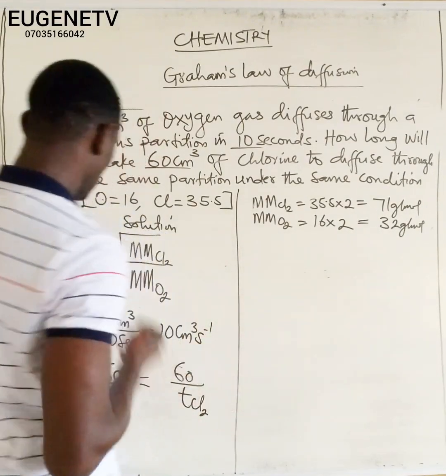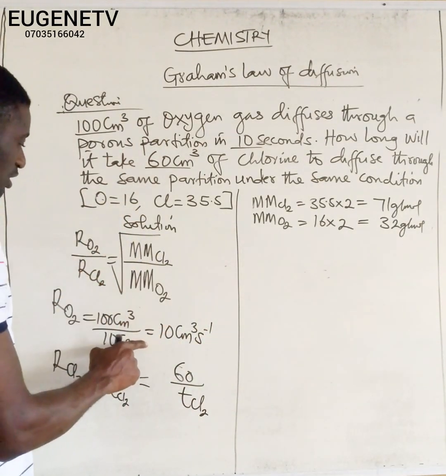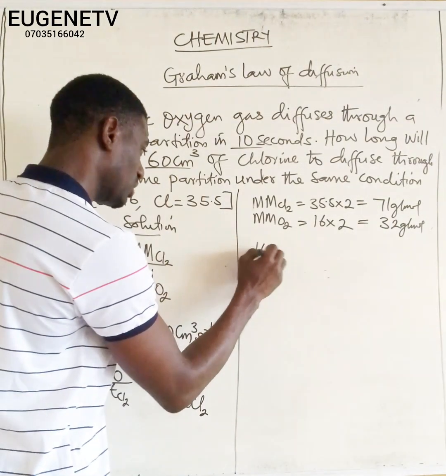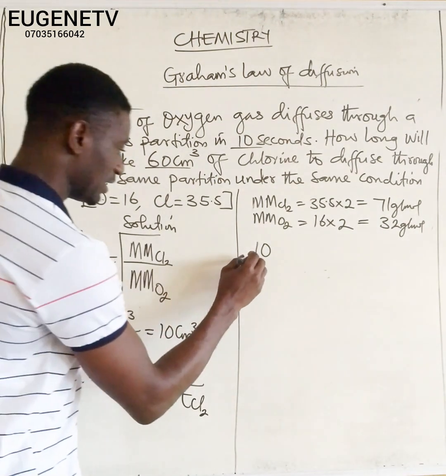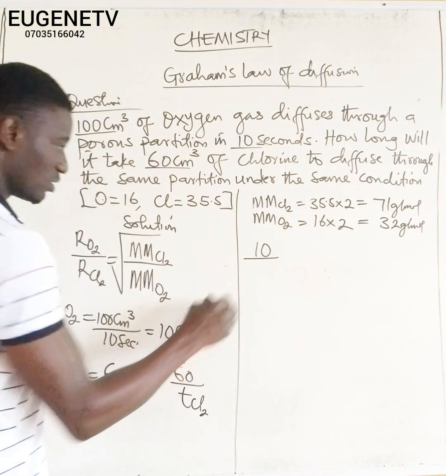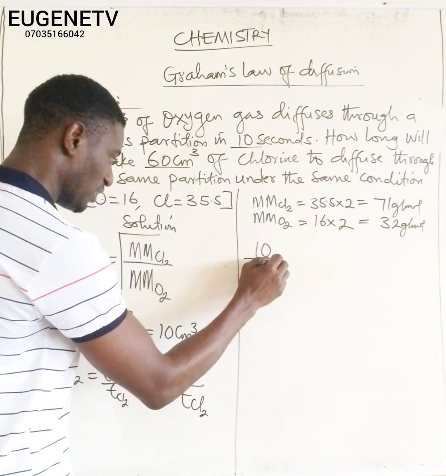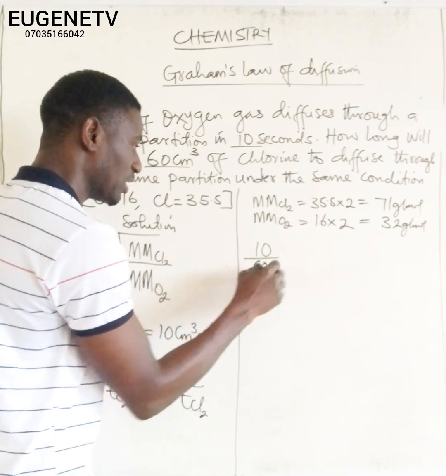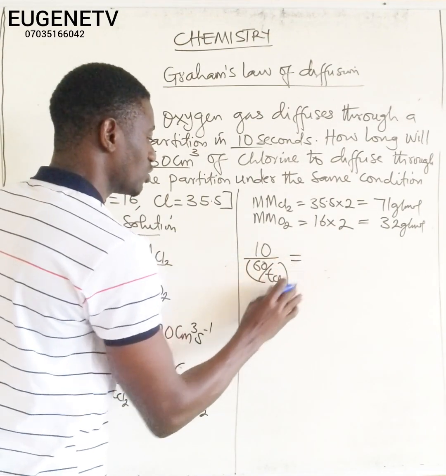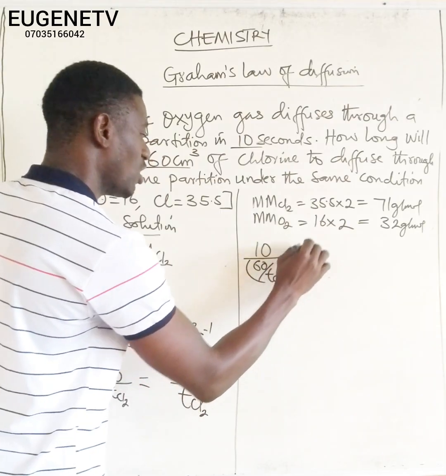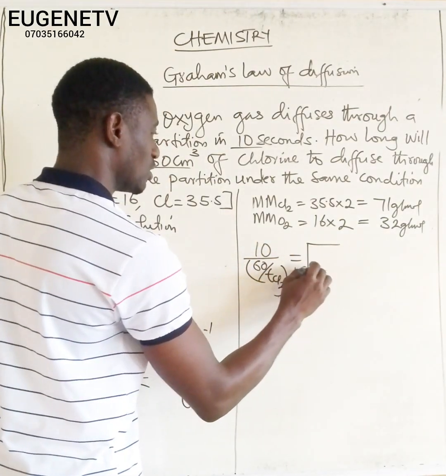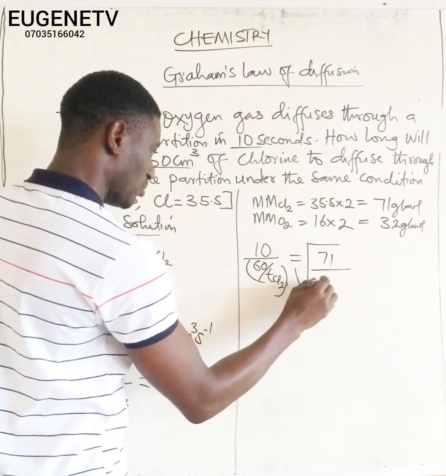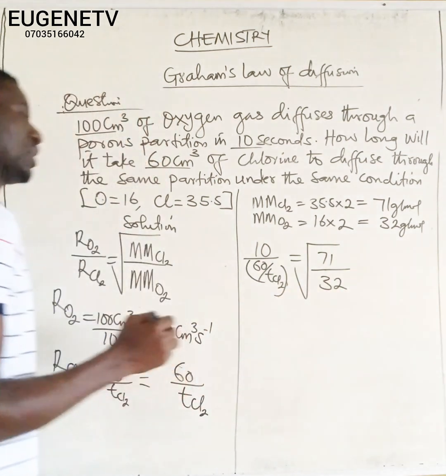Alright, so we now put this into our expression. We want to substitute everything into our expression. The rate of diffusion of oxygen was calculated to be 10 cm per second. That of chlorine is 60 cm³ divided by TCl2, since there is no number here. Let me put everything here like this. It's going to be equal to the square root of the molar mass of chlorine on top, which we have calculated to be 71, all over the molar mass of oxygen, which is 32.